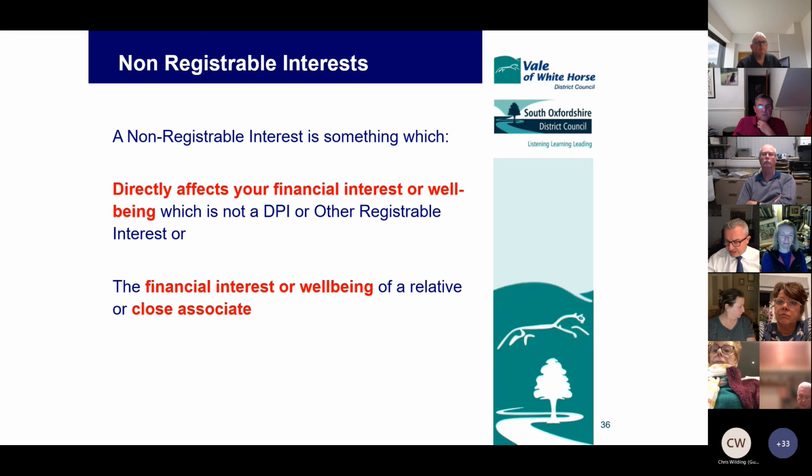So non-registrable interests. I said earlier on, personal and prejudicial interests, that's as close as we've got to going back to that. So a non-registrable interest, you haven't got to register it as a matter of course. It's generally going to crop up depending on an item of business which is on your agenda. It must be something which directly affects your financial interest or well-being, which is not a DPI or other registrable interest, or the financial interest or well-being of a relative or close associate.